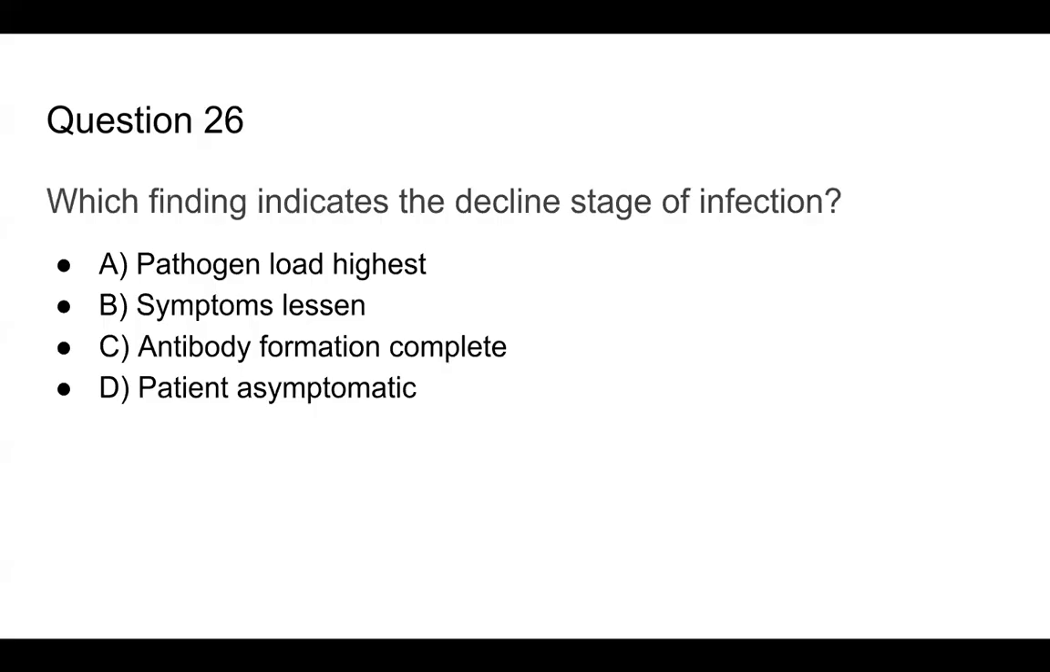All right, the correct answer to this one is B, symptoms lessen. In our decline stage, our immune system is starting to fight off that infection. Our white blood cell counts might still be on the higher end, but we should be decreasing symptoms at this point since our immune system is working properly.